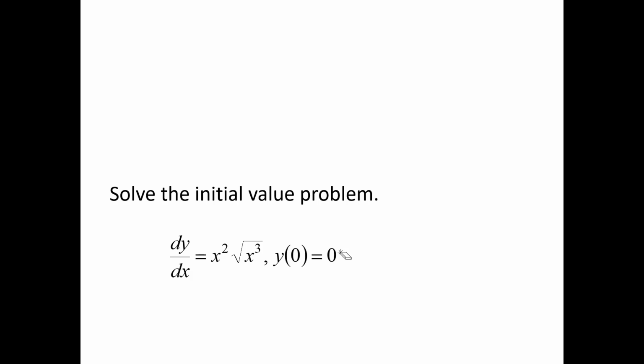So again, we're looking for a function whose derivative is x squared times the square root of x cubed. Since we don't know how to deal with products, which is what we have there, we use some algebra to write it so that it's not a product, so that it's just a power function. And that is just x squared times x to the 3 halves.